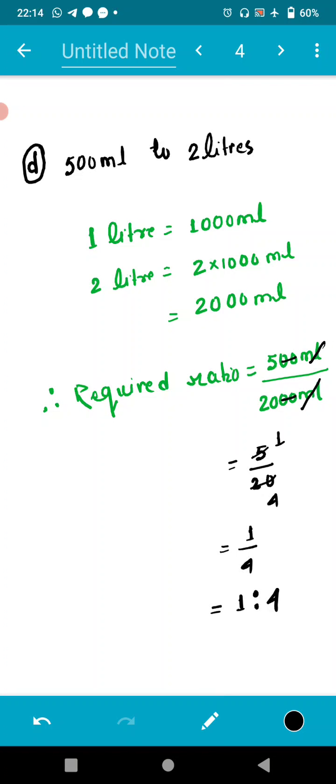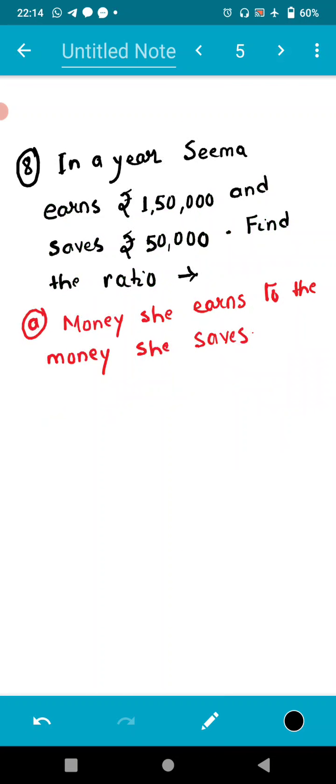Now let's move on to question number 8. Yes, now in question number 8 we have 2 characters. No, only 1 character is there. So in a year, Seema earns rupees 1,50,000. In a year, that is in 12 months, she earns 1,50,000 and saves rupees 50,000.